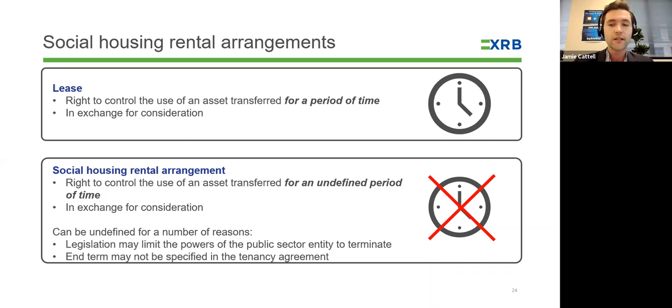For example, legislation might limit the powers of a public sector entity to terminate a lease arrangement when it comes to social housing, or the lease agreements, if there is any, that a tenant signs simply may not specify an end term for that arrangement. And while this does make sense in the context of the objectives of social housing, which is to provide housing to people for as long as they need it, it can make it difficult to say that this falls into that concrete definition of a lease.